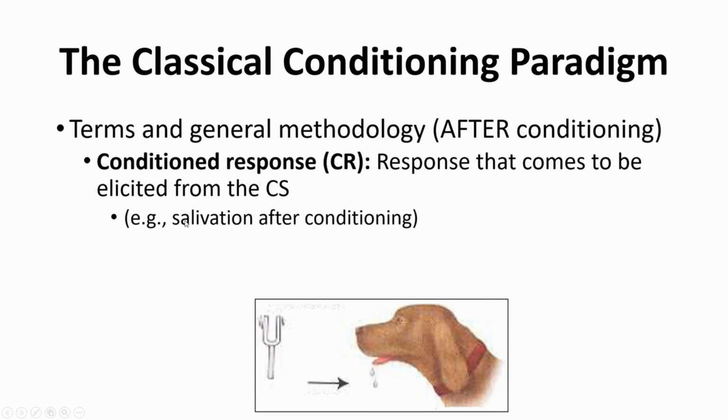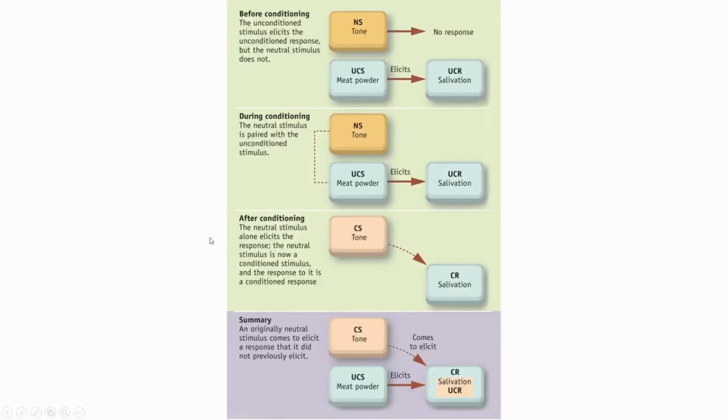I have to make sure I say all of the right words in the right order here. And so our conditioned response is a response that comes to be elicited from our conditioned stimulus. So this is the response that happens whenever they hear what used to be a neutral stimulus, the thing that they have learned to associate with the unconditioned stimulus. So here, after conditioning has happened, you can play that same tone, and even without food being presented, the dog is going to salivate. So in this case, the tone is our conditioned stimulus, and the salivation here is a conditioned response.